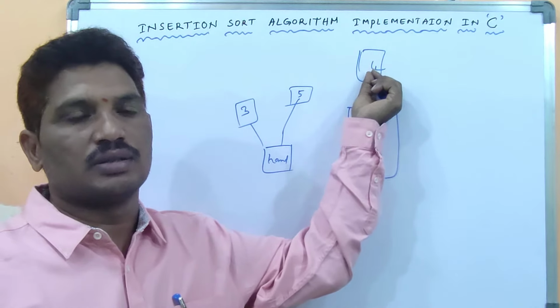They will ask you at the time of placement, what is the real-time example of insertion sort? That is playing cards. Same example.